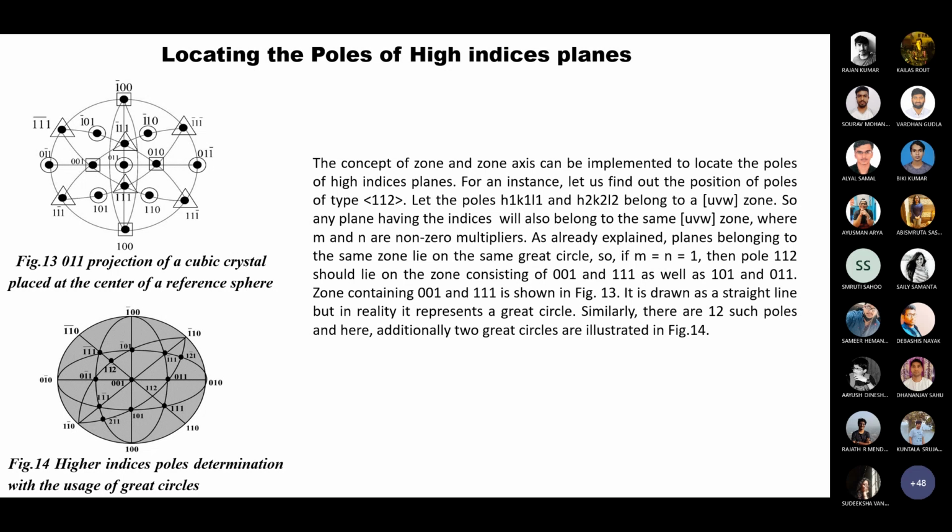And high indices planes, how to locate? That also can be done after locating the low indices planes. Then you slowly construct the normal to the plane, and then you can understand the concept of zone axis, because the concept of zone and zone axis can be implemented. We know what a zone axis is. It is used to locate the poles of a high indices plane, because zone axis is the axis on which certain planes lie, all the planes being parallel to that axis. So you can create the poles of different planes, and different zone axes can be constructed here also.